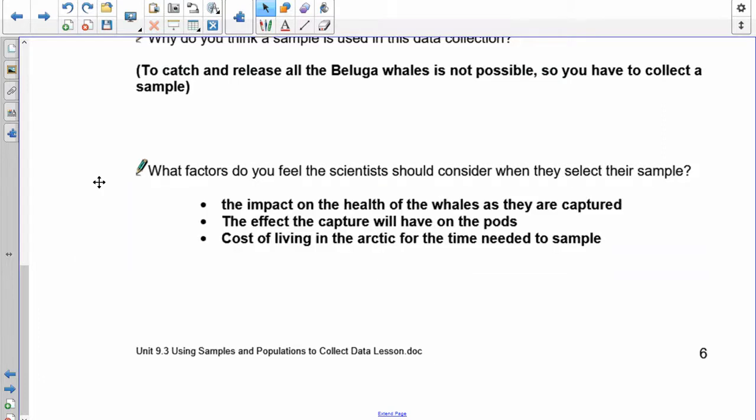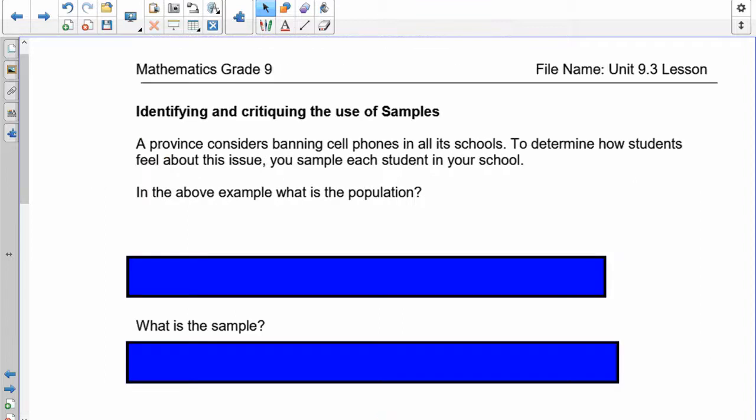They have to consider the impact on the health of the whales that they capture. Capturing a whale is very traumatic for them. Second thing is whales travel in pods, so the effect the capture would have on the pod when one of their members is taken. The cost of living in the Arctic for the time needed to sample, right? When you're going to go around doing this, it's very, very pricey.